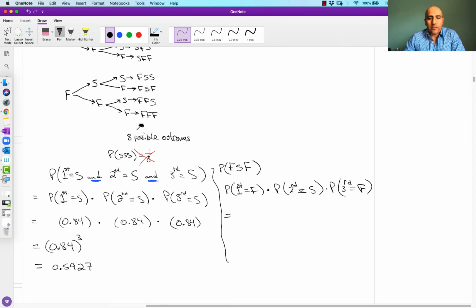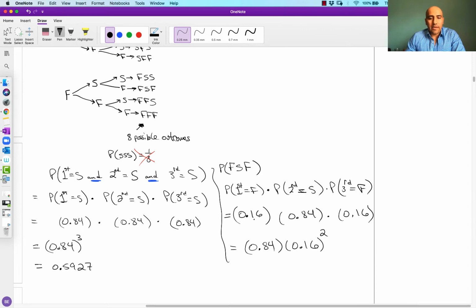Good. So we see that the probability of failure is going to be the complement of the probability of success. The probability of success was 0.84, so that means that this is going to be 0.16. Probability of failing is 0.16. The probability of being a success, that's 0.84. And the probability of failing, once again, is equal to 0.16. Good. Okay, so this means that we're going to have 0.84 times 0.16 squared.